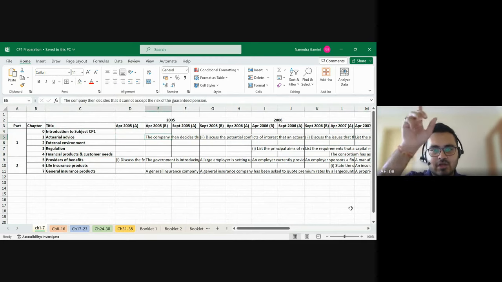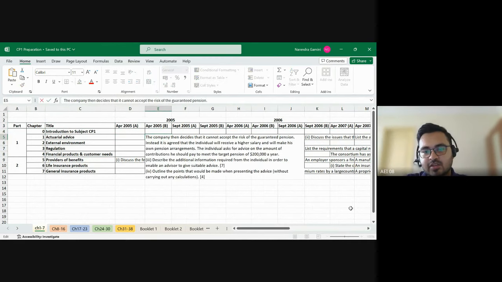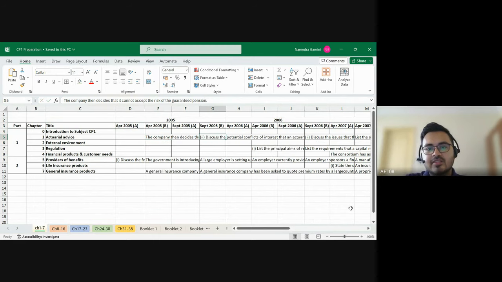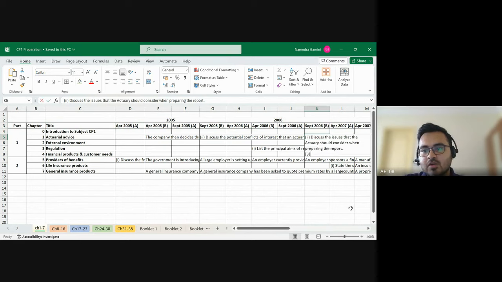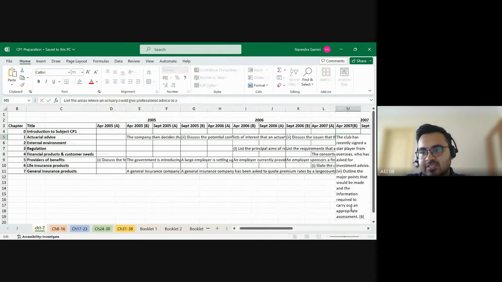There was the April 2005 paper B, wherein this particular question came, which is from actuarial advice. Then there was September 2005, wherein one more question came. And then there was September 2006, wherein one more question came. April 2007, another question.